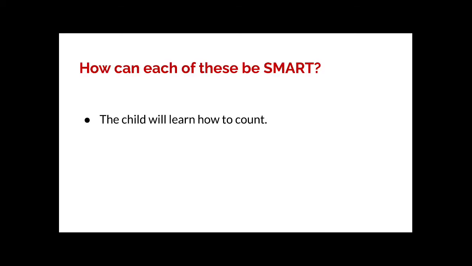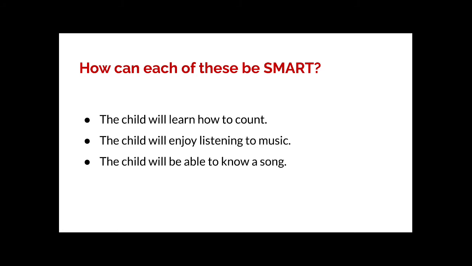Here are 3 objectives that need to be revised in order for them to be SMART. So how would you revise each of these? The first one is the child will learn how to count, the child will enjoy listening to music, and the child will be able to know a song. None of these are SMART right now, but what would you do to change it? Take a few moments, pause the tape, and then you can unpause when you're ready to see some examples of how I made these SMART.